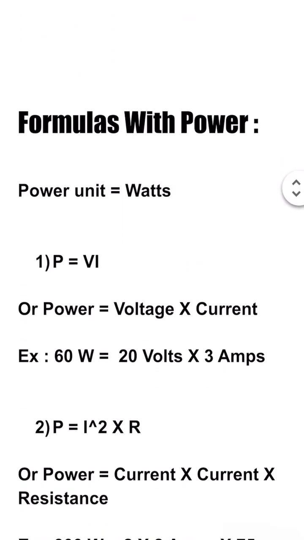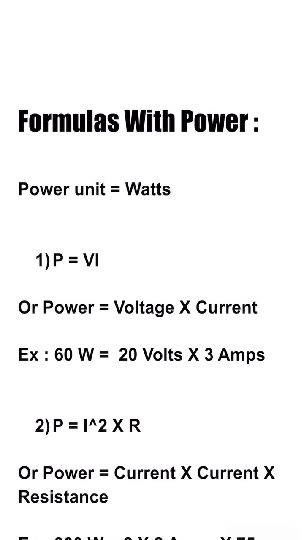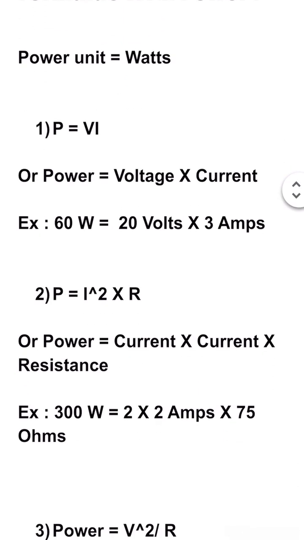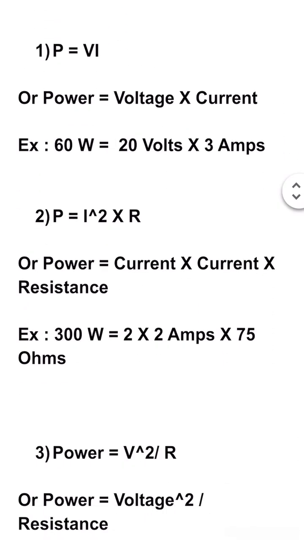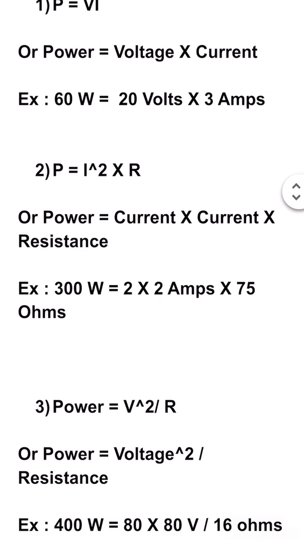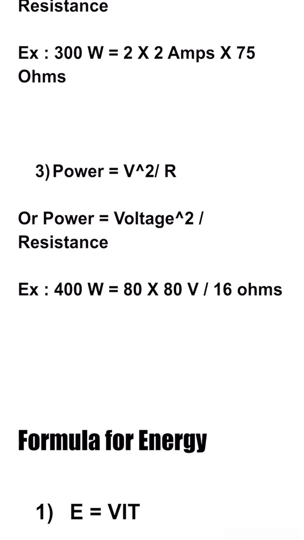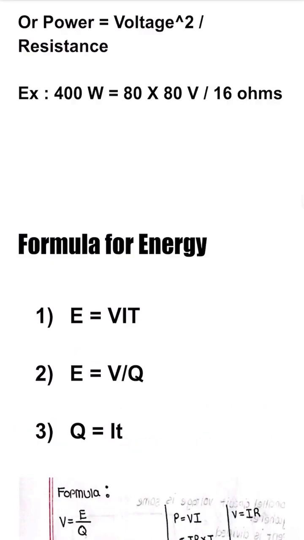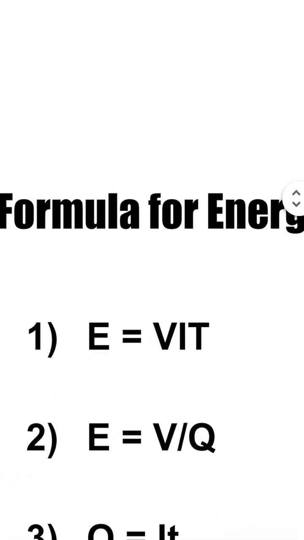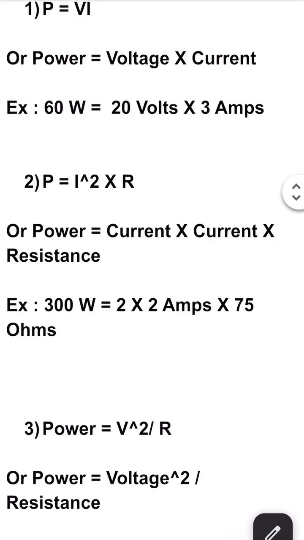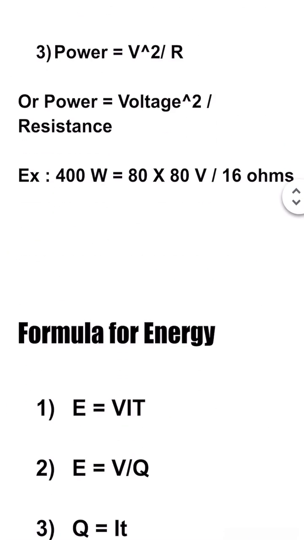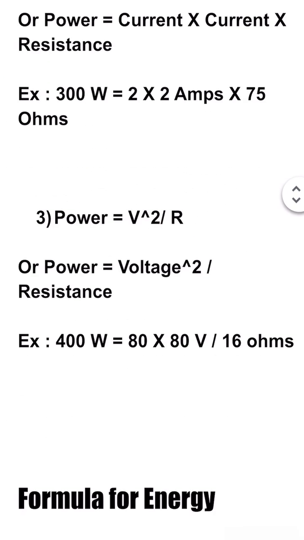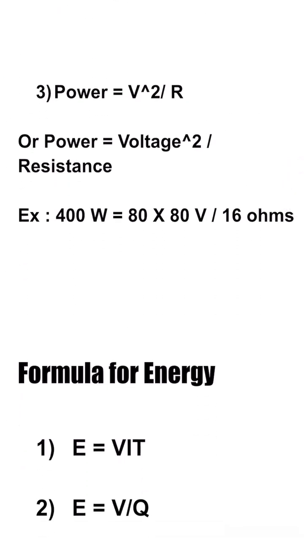Formulas with power, which may come if you're in class 9, but if you're in class 8 this will most likely not come, but if it does, it's good for you to memorize. Number 1, power is equal to VI, voltage into current. P is equal to I squared R, current squared into resistance. Next, power is equal to V squared by R. Formula for energy: E is equal to VIT, E is equal to VQ, and Q is equal to IT. Now, since P is equal to VI, we can also write E is equal to power into time, E is equal to PT.